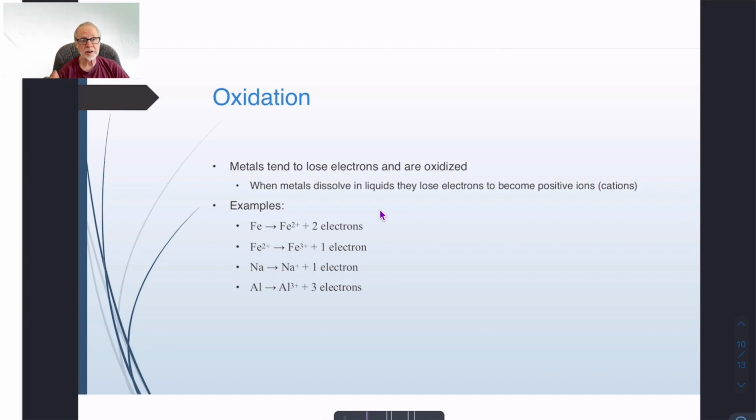Rust formation is the oxidation of iron to form iron oxide. And when we talk about a galvanization process, we're talking about coating iron with a material like zinc, because zinc will oxidize more readily than the iron, and that helps to protect the iron from being oxidized. There are some interesting experiments you can do to test that out.